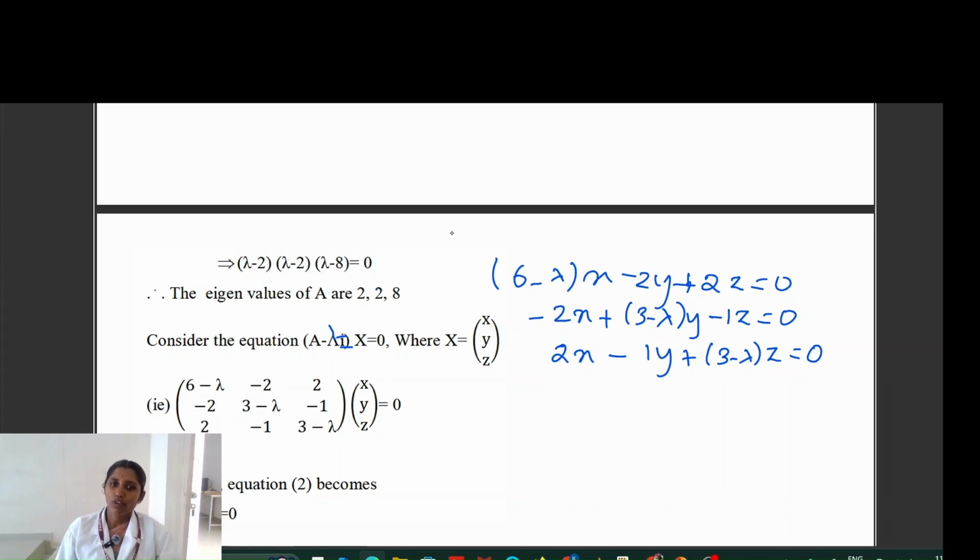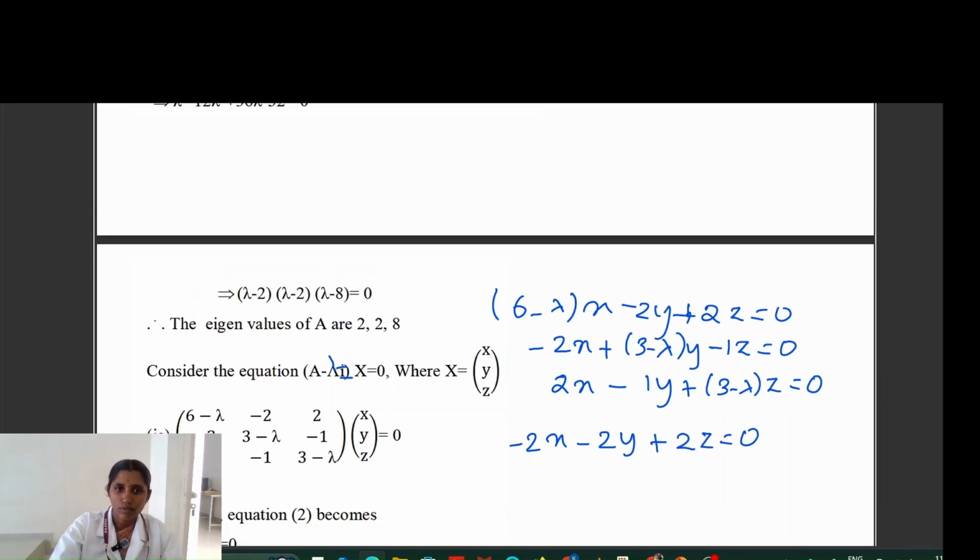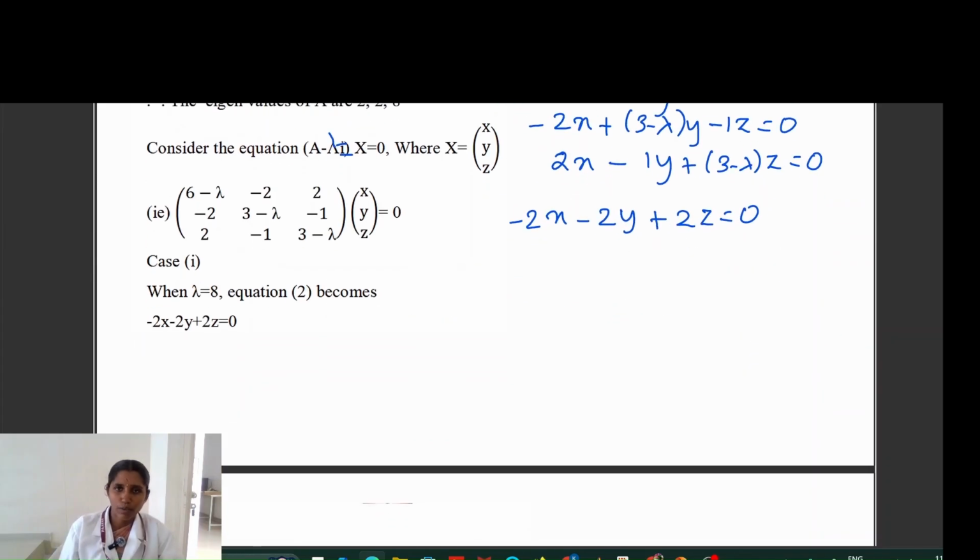Case 1, when lambda equal to 8, that is we choose the eigenvalue 8. When lambda equal to 8, the equation becomes 6 minus lambda, so 6 minus 8, minus 2. So minus 2x minus 2y plus 2z equal to 0. Then the second equation, minus 2x, substituting lambda equal to 8, minus 5y minus z equal to 0. Third equation, 2x minus 1y, 3 minus 8, minus 5. So minus 5z equal to 0.